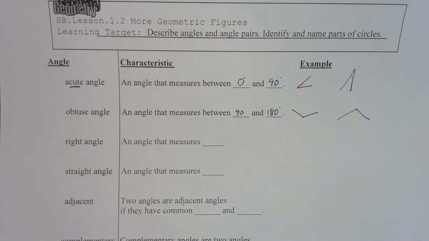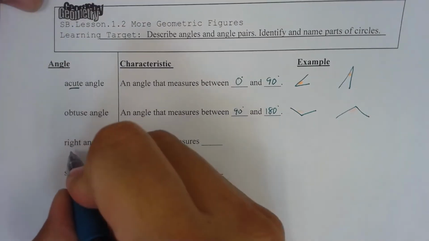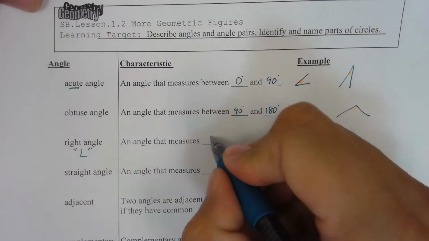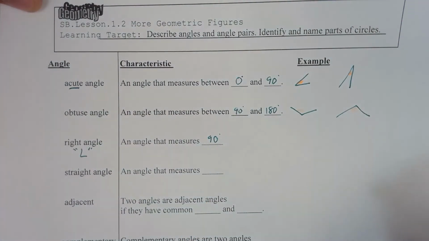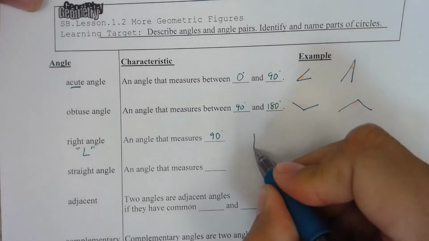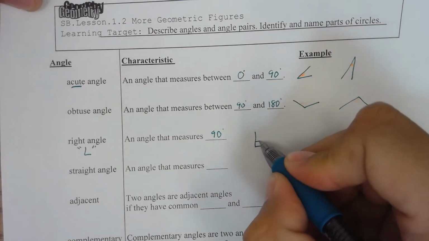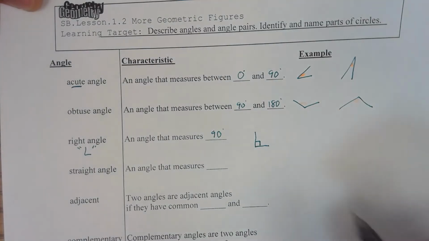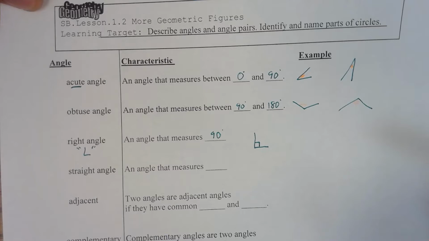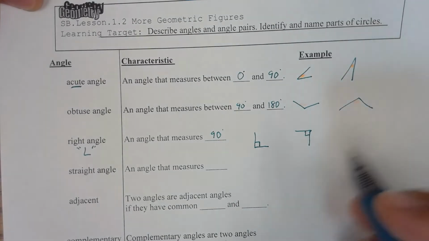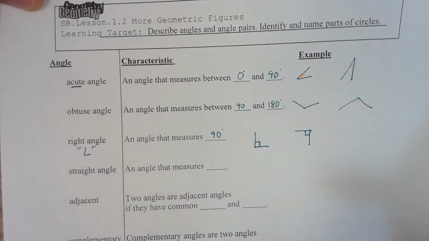Right angle. Well, a right angle is the L shape. It measures 90 degrees. Typically what you see is an L shape. To verify that it's actually 90 degrees, they put a little box there. If you see a little box right there, that is 90 degrees, that's a right angle. Sometimes you see them upside down like this. That is 90 degrees that opens right here.